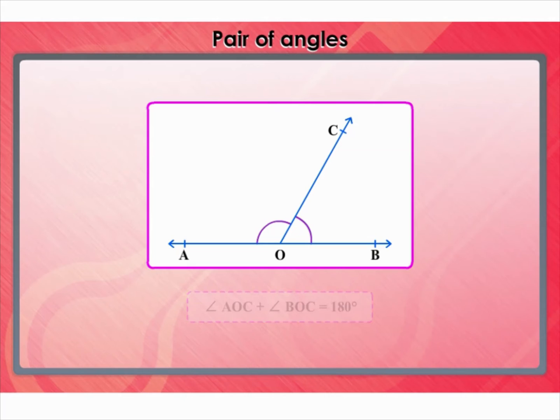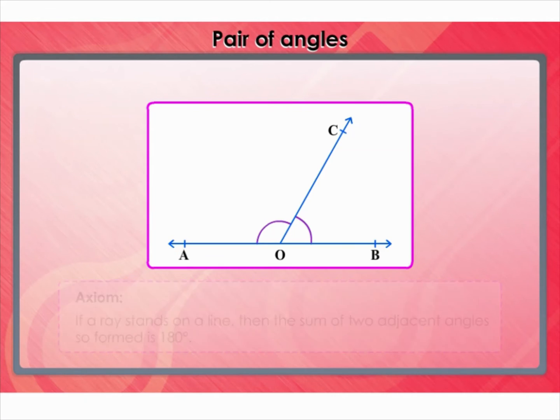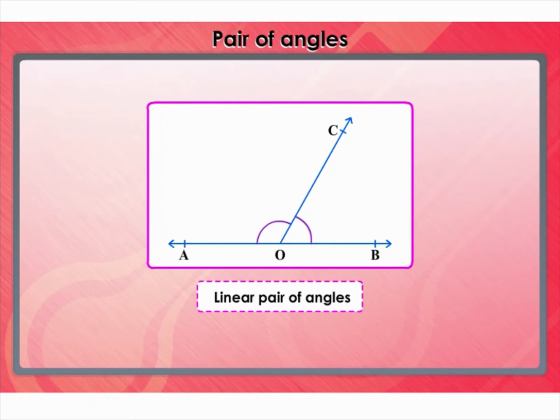From this discussion, we can state the axiom: if a ray stands on a line, then the sum of the two adjacent angles so formed is 180 degrees. Remember, when the sum of two adjacent angles is 180 degrees, then they are called a linear pair of angles.